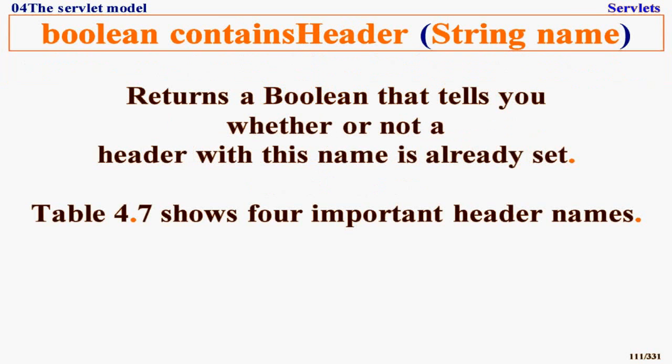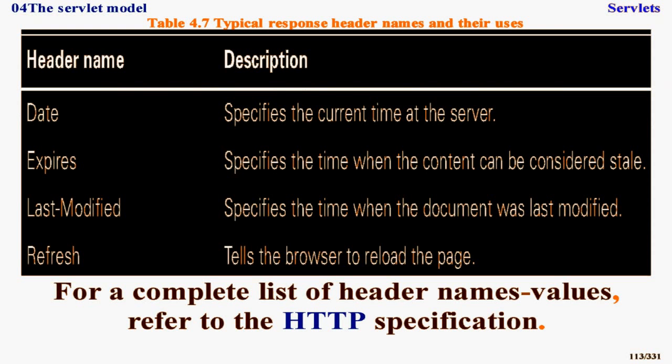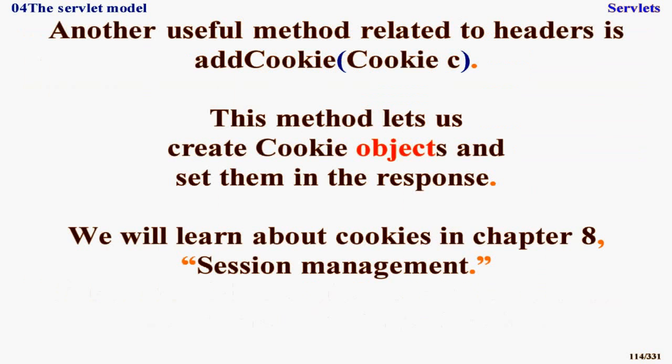Table 4.7 shows four important header names. Although on the exam you will not be asked questions based on header names and values, it is good to know some commonly used headers. Table 4.7: typical response header names and their uses. For a complete list of header names and values, refer to the HTTP specification. Another useful method related to headers is addCookie. This method lets us create cookie objects and set them in the response. We will learn about cookies in Chapter 8, Session Management.